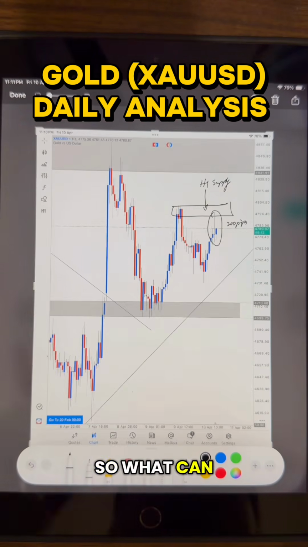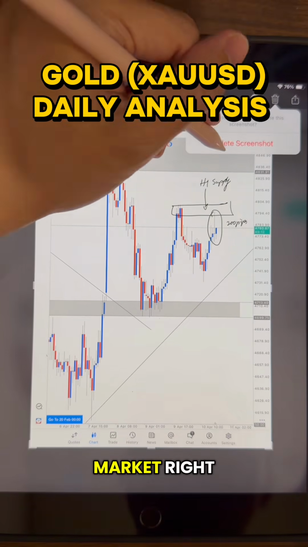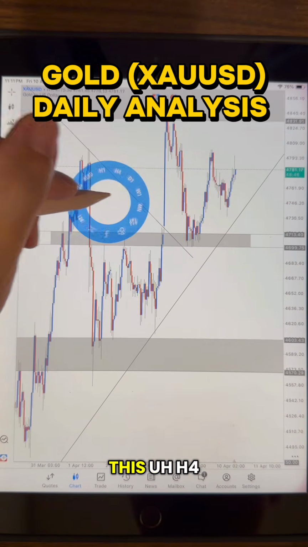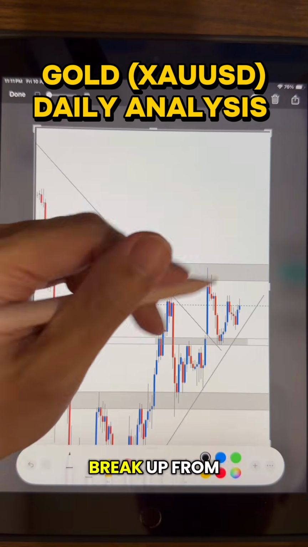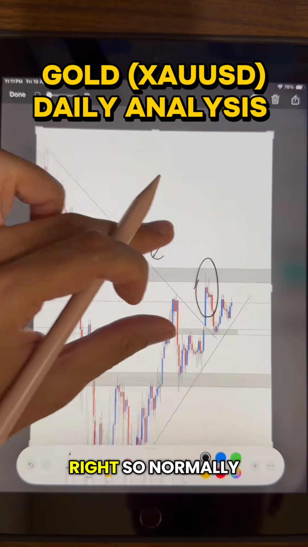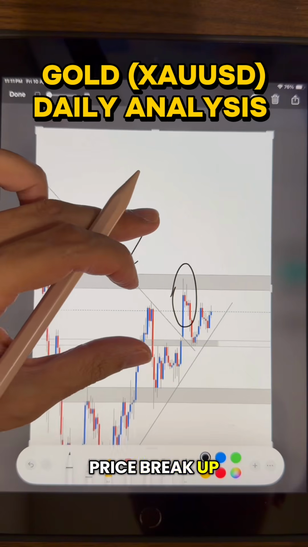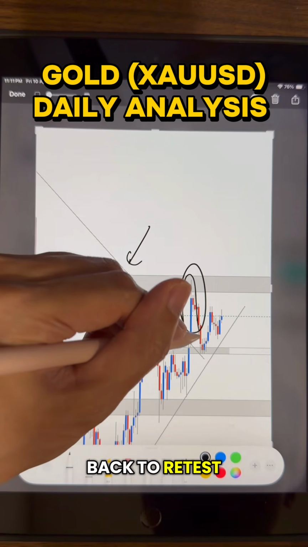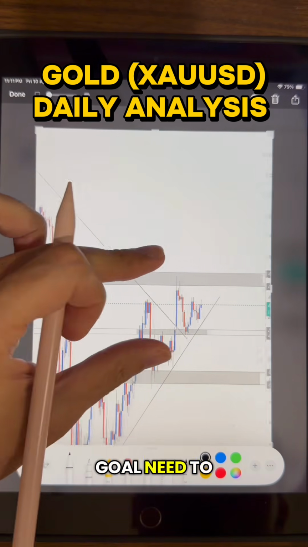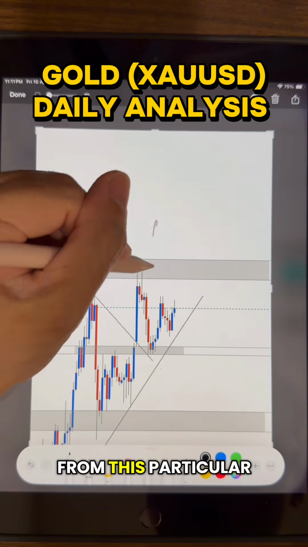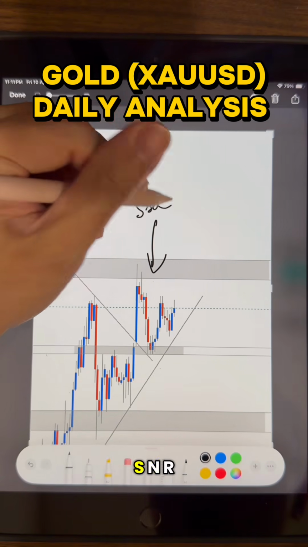Okay, so what can we actually foresee in the gold market? If you go back to this H4 over here, you can see basically after gold actually broke up from this trend line, normally once price breaks up from the trend line, it always comes back to retest before it actually heads up higher. So before it heads up higher, gold needs to first break up from this particular zone here. This one is a very strong SNR zone here.